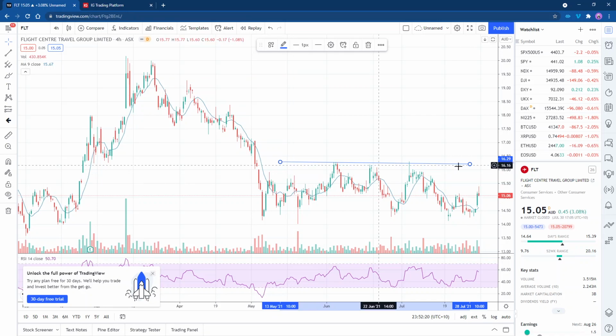this is resistance. See how the stock tries to go up here, but can't really cross this imaginary line. Comes back, tries again, can't cross. Comes back, tries again, can't cross, can't cross. This is called resistance. This is like a ceiling.